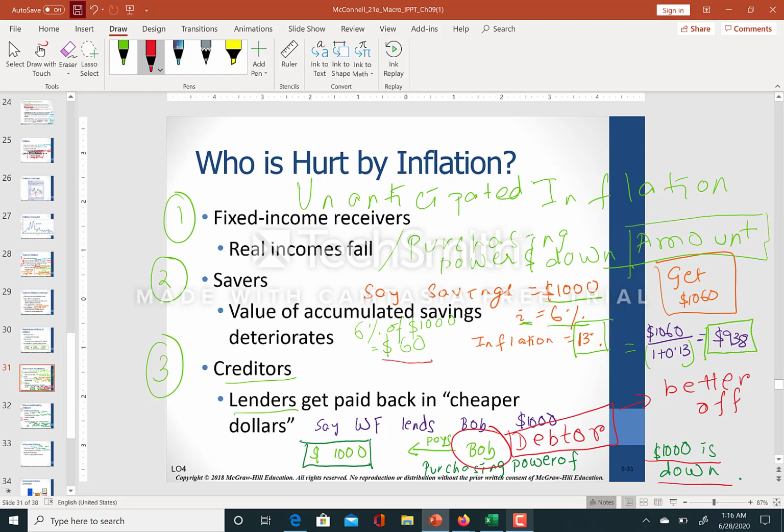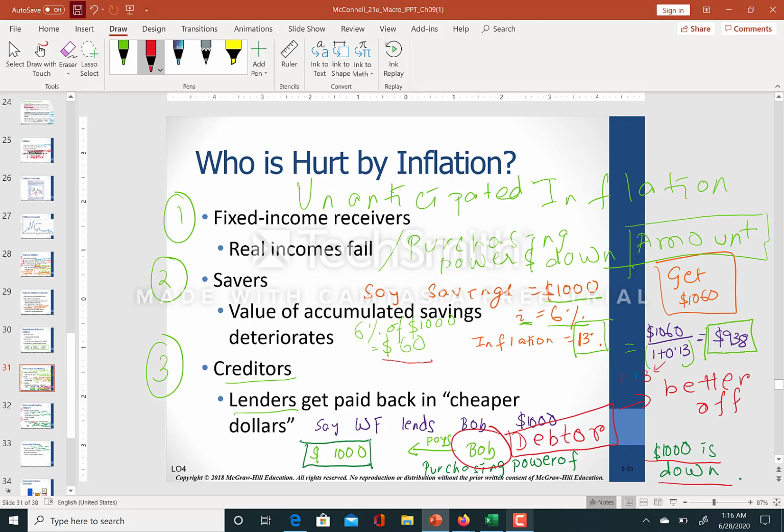There is a formula here, which will be 1,060 over 1 plus the inflation rate, which is 0.13. So 1,060 over 1.13 is $938. So basically, people are ending up with less money than what they started with.